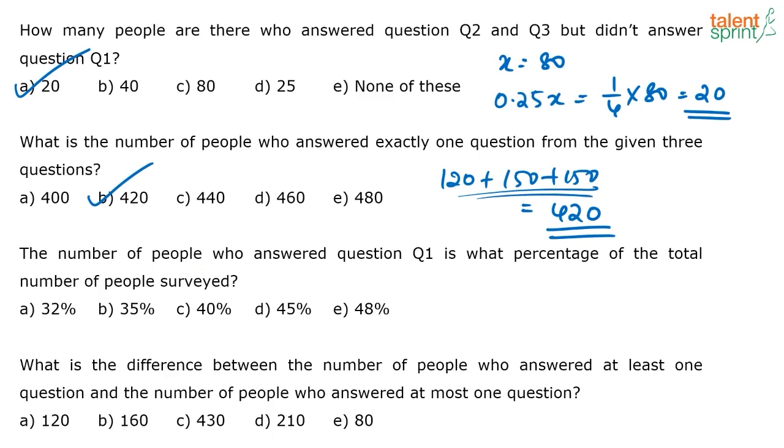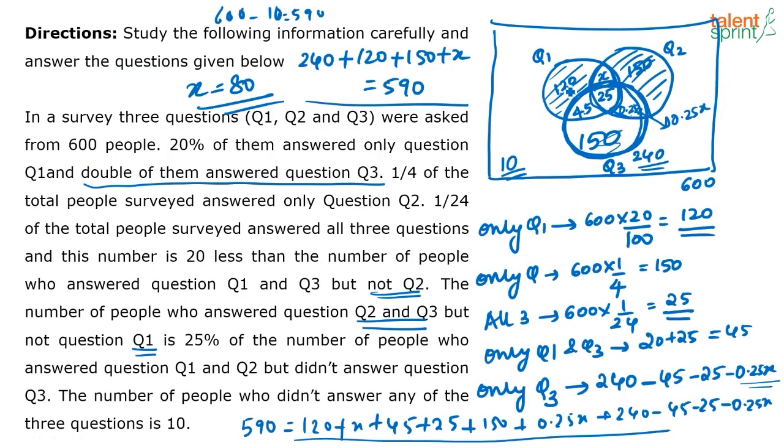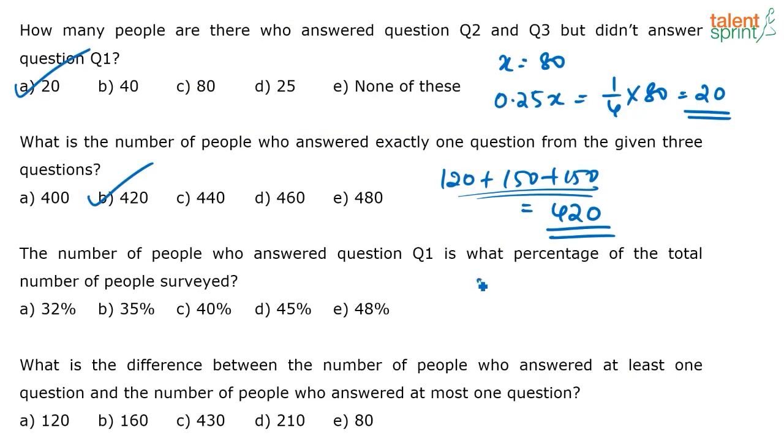The number of people who answered the question Q1 is what percentage of the total number of people surveyed. So how many people answered the question Q1? 120 plus x plus 45 plus 25. That is how much? 120 plus 70 plus, you know what is x? X is 80. So 120 plus 70 plus 80 people have answered Q1. That is how much? 270. So 270 people have answered Q1 out of how many people? 600 people. This into 100. What percentage is this? 45%. Is it clear?